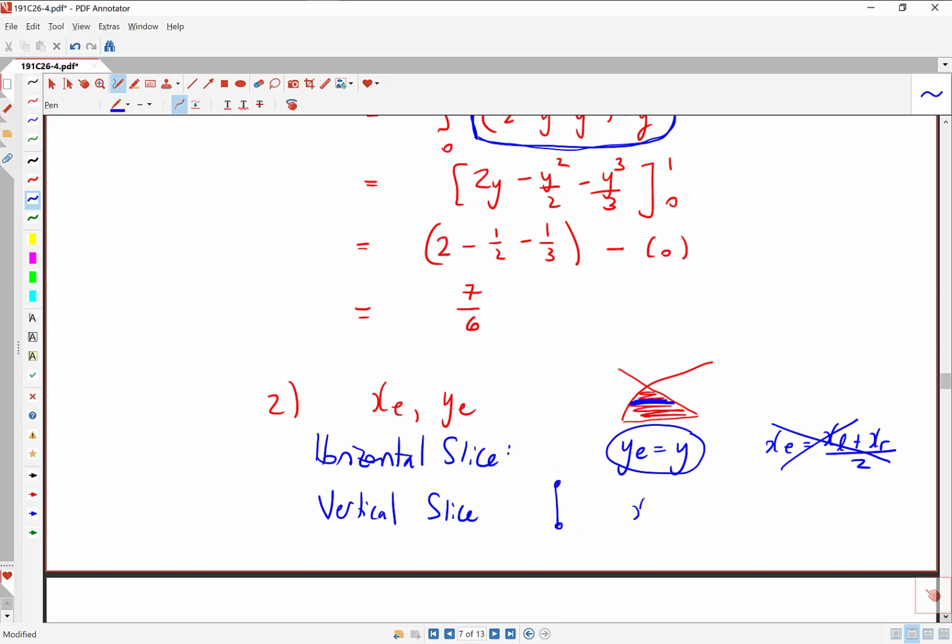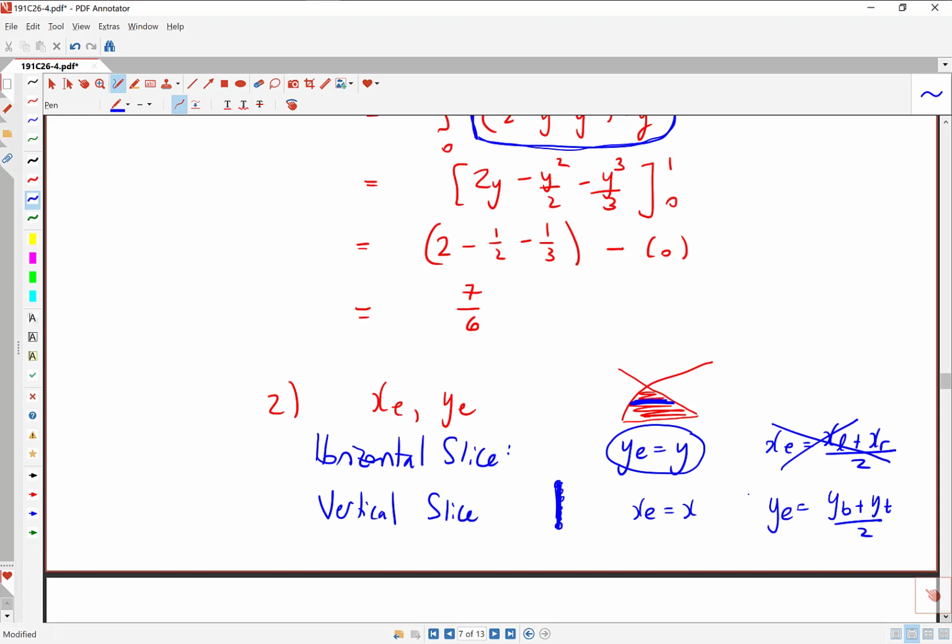If you needed x sub e, you would say, well, what's the average x value across my slice? We would just call that x, because all the points on this vertical slice have the same x value, whereas y sub e would be your average y value across your slice. You'd have to take y bottom plus y top over 2. So really, for a complete understanding of centroids, you want to be comfortable with these 4 formulas.